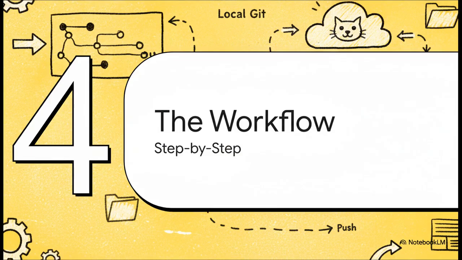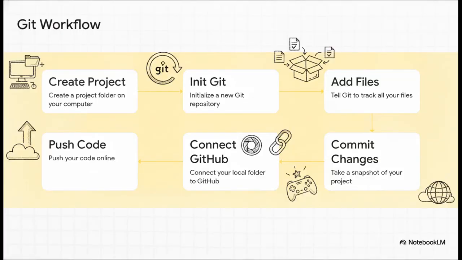All right, section 4, the basic Git workflows step by step. Let's shift from theory into practice for a second. I'm going to walk you through exactly how these two distinct tools, local Git and cloud GitHub, actually combine in a real-world developer workflow. Step 1, you just create a regular project folder on your computer. Step 2, you initialize Git inside that folder. Initializing basically just creates a hidden folder inside your project that acts as Git's brain, telling it to wake up and start watching for changes.